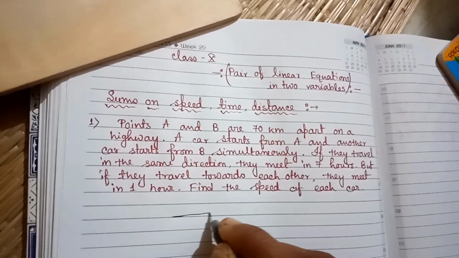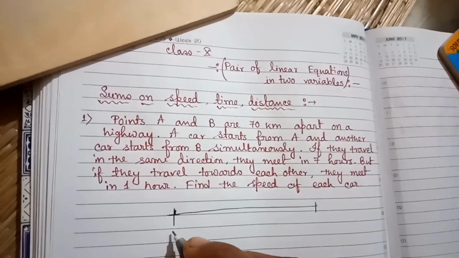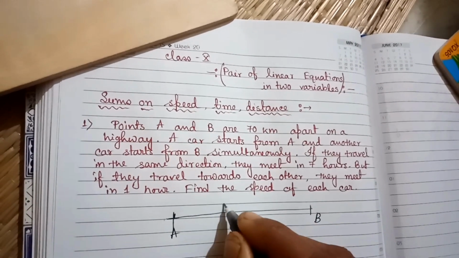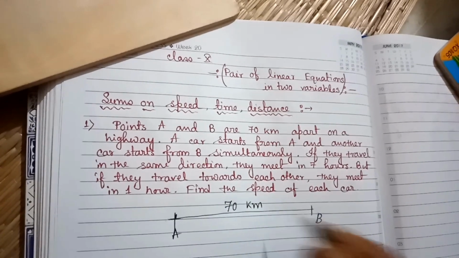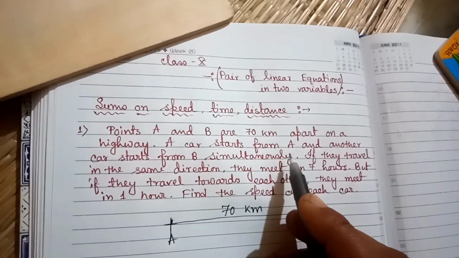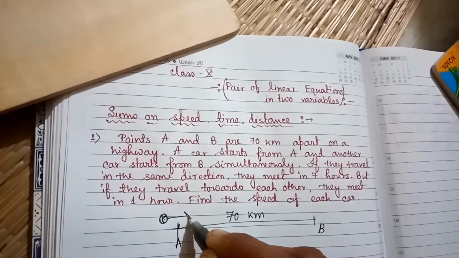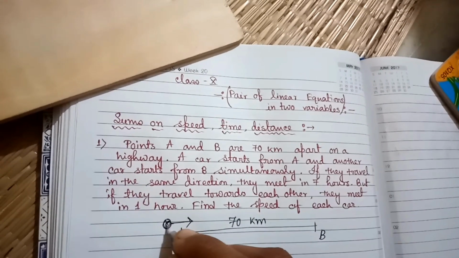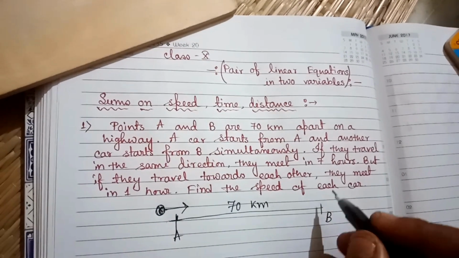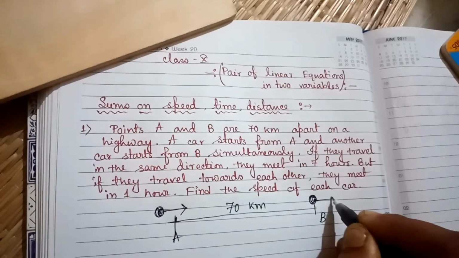So, points A and B. This is 70 km. A car starts from A. I'm taking a car here, which starts from A, this side. And a car starts from B, suppose this side.